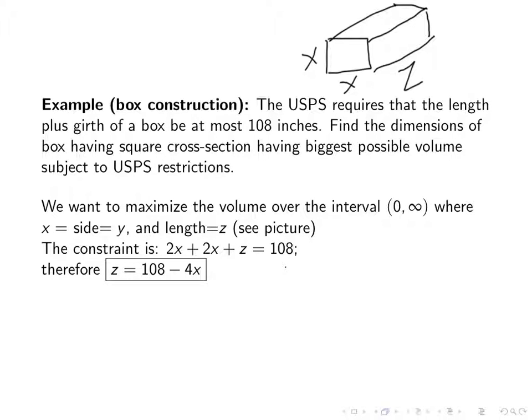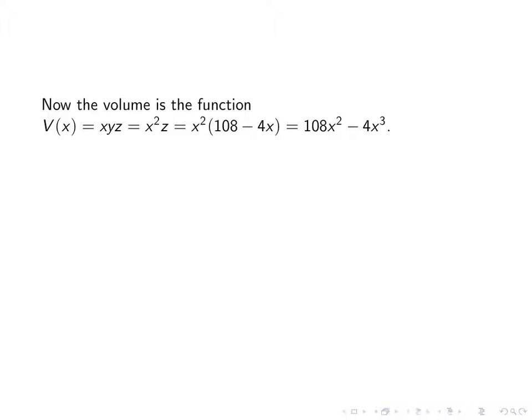Okay, but now we want to maximize the volume, so we have to write down the volume function. What is the volume? Well, it's the product of the dimensions. So what we get is as follows: V of x, the volume function, is xyz, but here it's just x times x, that's the base, times the length, which is z, so it's x squared times, and by the previous equation we have z is 108 minus 4x. So we can plug that in. Z is 108 minus 4x, so you get 108x squared minus 4x cubed, and that's the volume function. And we got that using this equation from the previous slide.